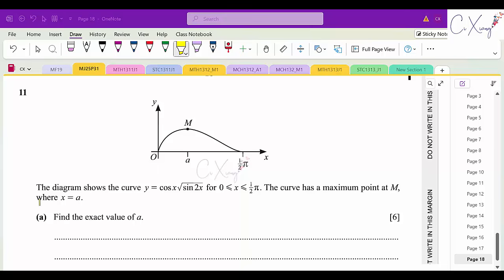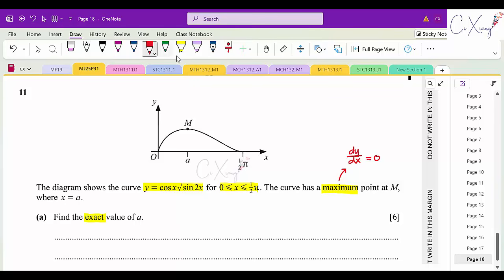Alright, so question number 11, which is the last question of this paper. Right, the diagram shows the curve of this one, and they only draw the curve from 0 to pi over 2. Right, the curve has a maximum point, maximum, highlight the keyword, at M, where x goes to a. Find the exact value of a, highlight the keyword exact. Alright, so to find the maximum point, basically you should know we have to find the dy dx and we let it equal to 0.